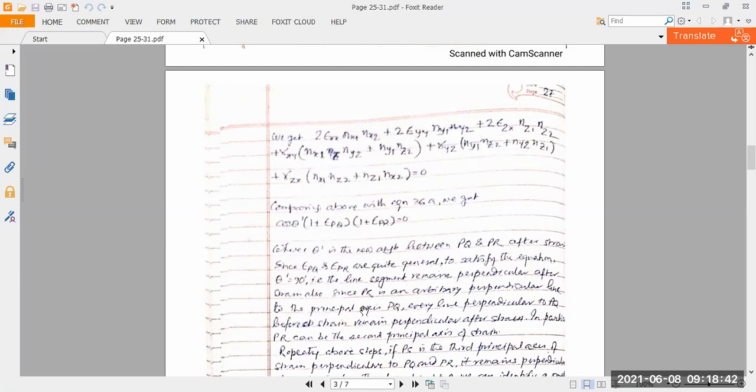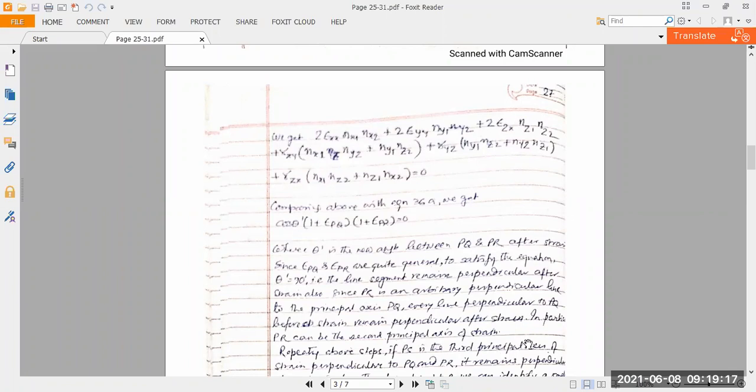So the line segment remains perpendicular after the strain, and since PR is an arbitrary perpendicular line, every line perpendicular to PQ before the strain remains perpendicular after the strain itself. In particular, PR can be the second principal axis of stress. Thus, always, if the in-between angle is 90 degrees before the strain, before the deformation, it will remain equal to 90 degrees after the deformation itself.